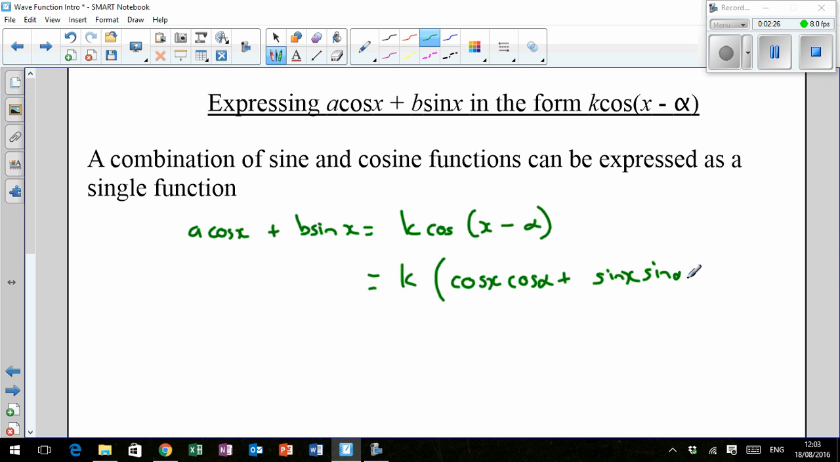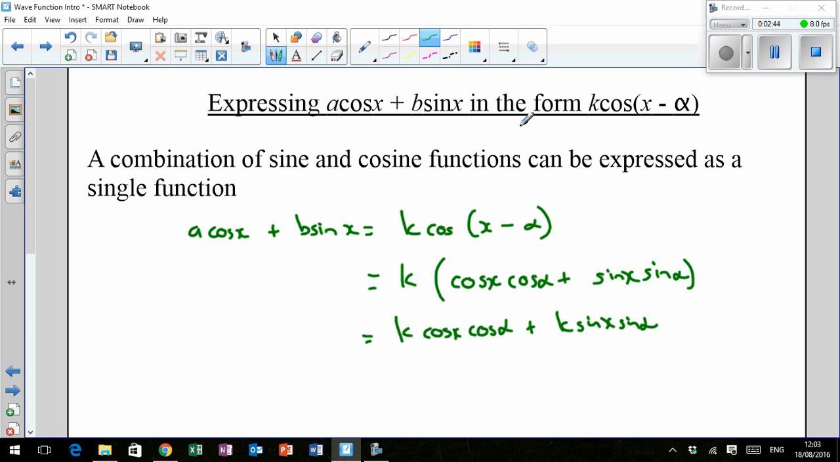That's really the reason we're going to do this one first, because it's nice and easy to see: the cosines are together and it's a positive. Then just multiplying out that bracket, we get k cos x cos alpha plus k sin x sin alpha.